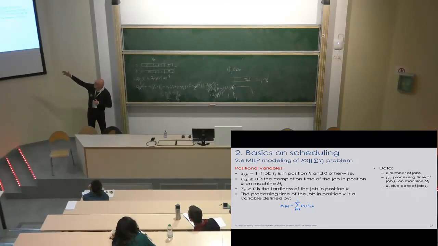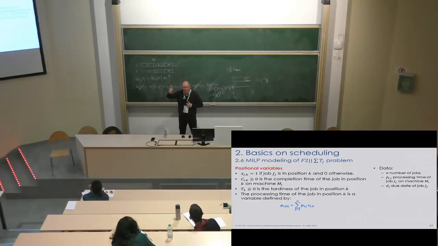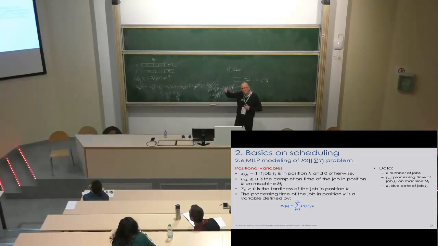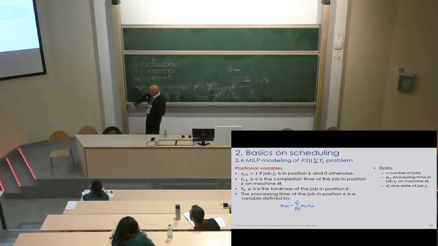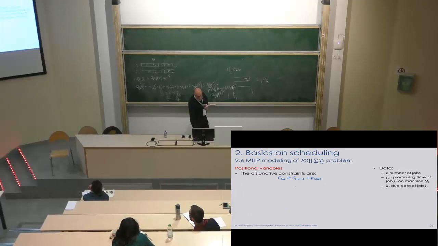Of course, we have that the sum of x_jk is equal to 1. There is only one per line and per column. So the sum over j is equal to 1 for any k, and the sum over k is equal to 1 for any j. And then, with this hypothesis, we have here the processing time of the job in position k on machine i. The due date becomes this variable. And then we can give the expression of disjunctive constraints.